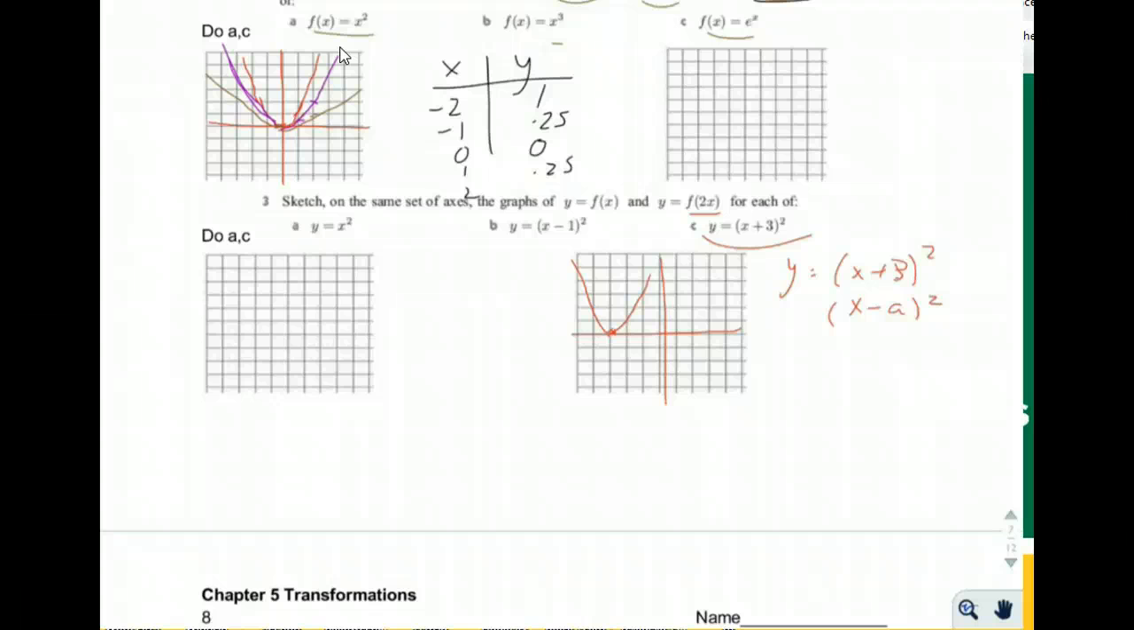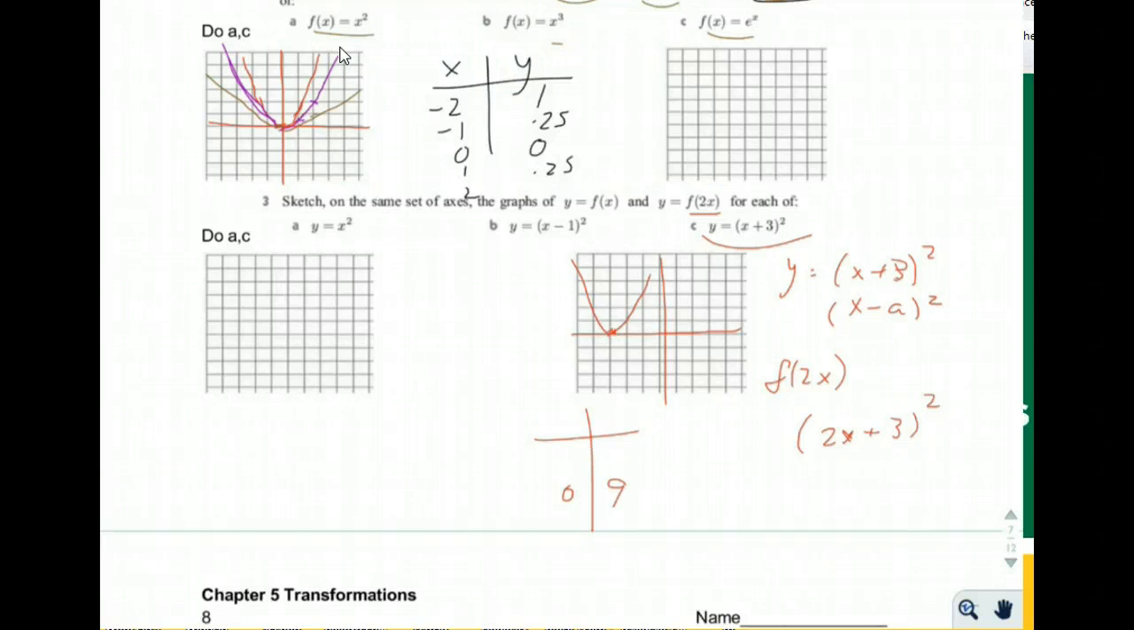What does it look like if you do f of 2x? Okay, well, if you do f of 2x, then you're going to put 2x in for the x. Remember when we did composite functions? Okay, and then we have 2x plus 3 squared. And so what's going to happen here? Well, let's make a little table and find out. If we put in 0, we get 9.